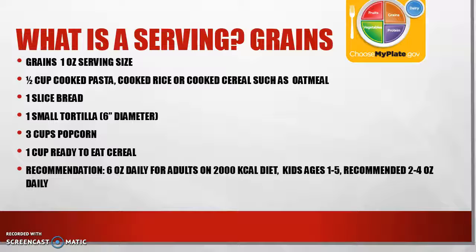So what is a 1 ounce serving? A 1 ounce serving is a half a cup of cooked pasta, and you would want to measure that out to see what a half a cup of cooked pasta would look like. A half a cup of cooked rice, or half a cup of cooked cereal such as oatmeal. 1 slice of bread is also equal to a 1 ounce serving. 1 small tortilla, which is a 6-inch diameter. Many tortillas are larger than that, so you do want to look at the size. 3 cups of popped popcorn, 1 cup of ready-to-eat cereal.